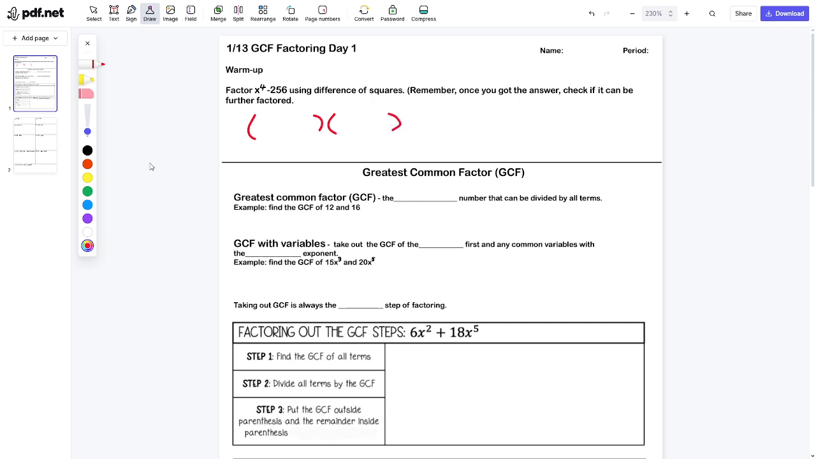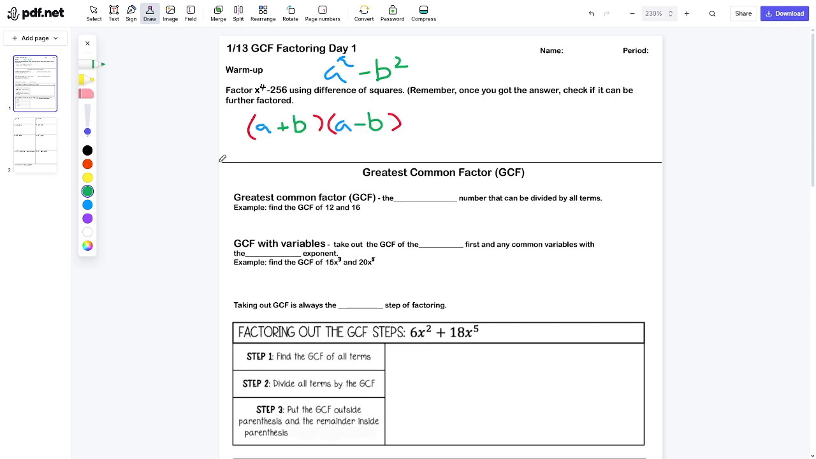So let's just start with our regular form here. Now remember, from yesterday, we had the regular form of a squared minus b squared, which is the same as a plus b and a minus b. Sorry, I'm getting the hang of how to use this. A plus b, a minus b.